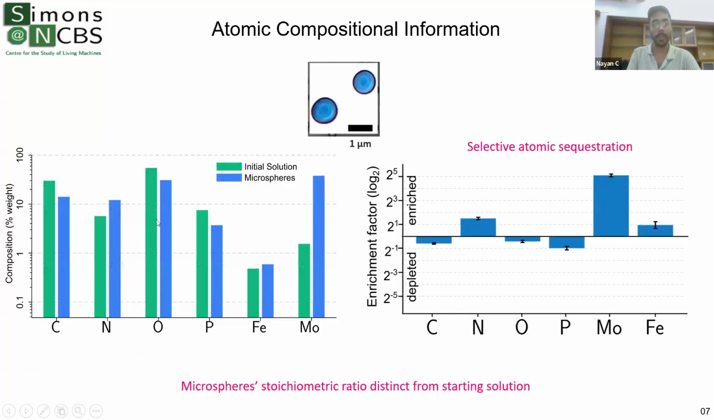And here in this plot, you can see in green is the atomic composition of the initial solution, the well-mixed, featureless solution. And in blue, the composition information of the microspheres is plotted. It shows that the stoichiometry is distinct from the solution from which it phase separates out. And when we plot the enrichment factor of the different elements in our microspheres, we do see signs of selective atomic sequestration, suggesting it's not just a pure precipitation process which is giving rise to these blue spheres.